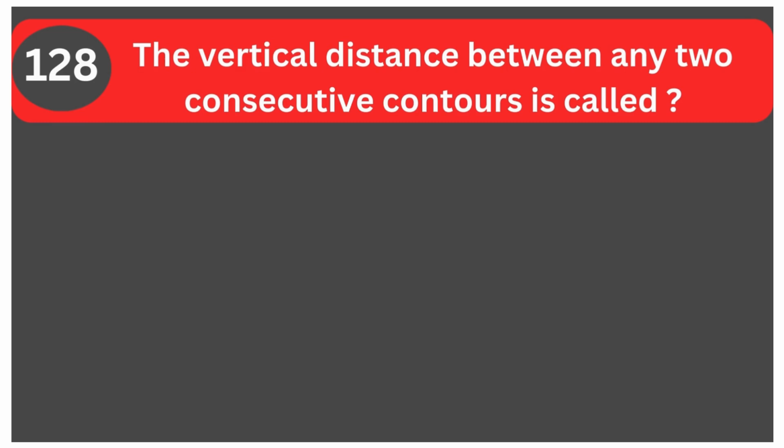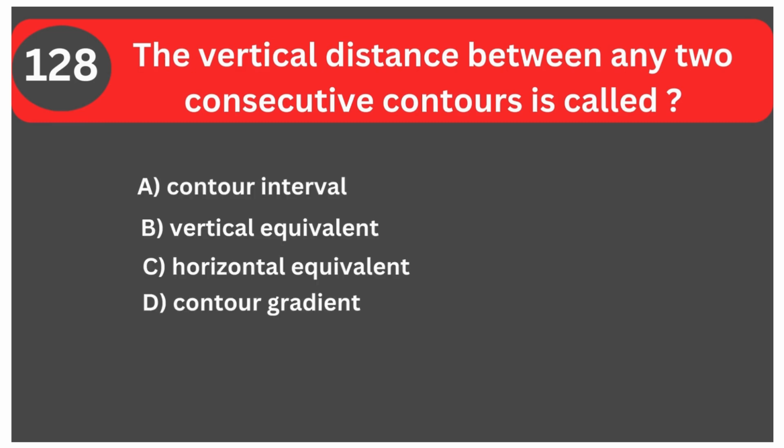The vertical distance between any two consecutive contours is called. Options: A. Contour interval. B. Vertical equivalent. C. Horizontal equivalent. D. Contour gradient. Answer: A. Contour interval.